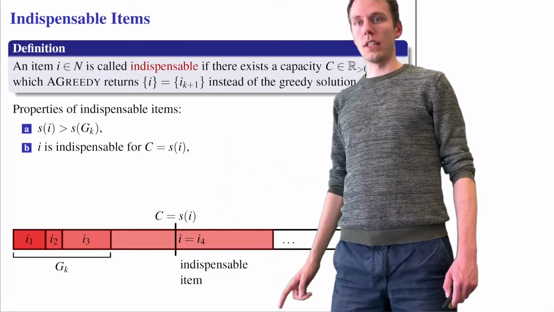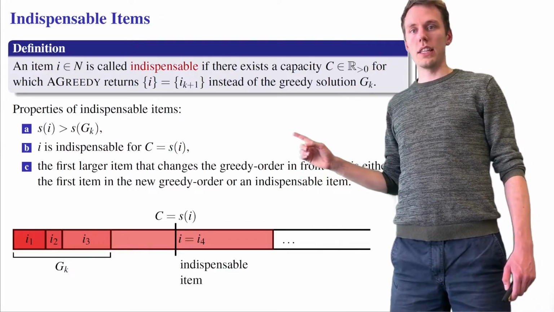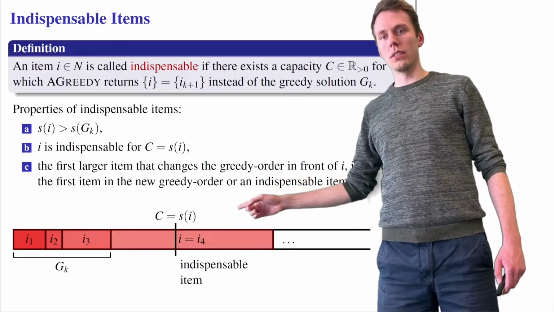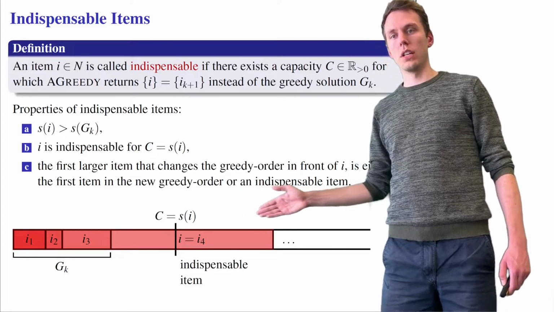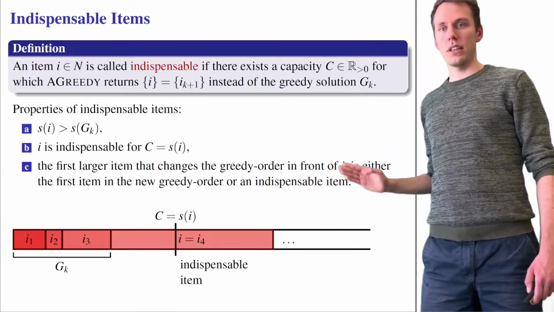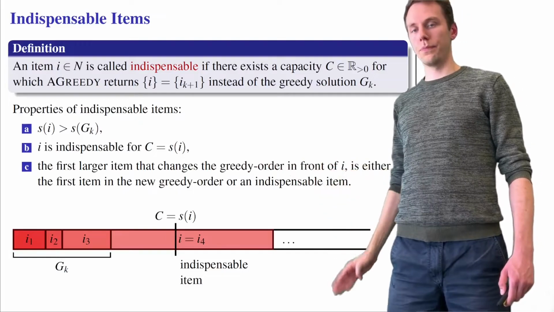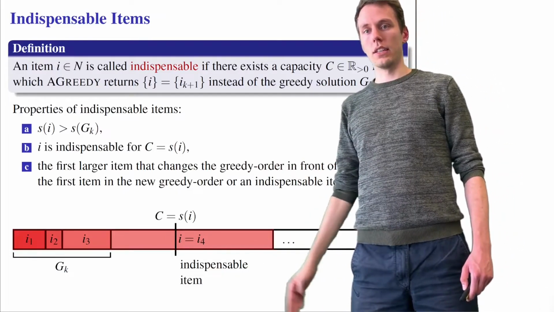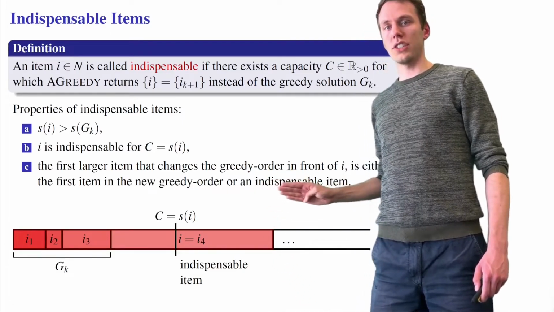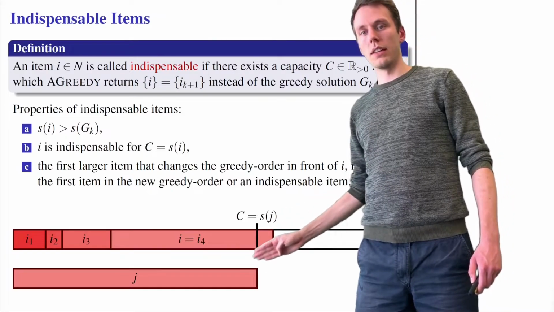And then we have the last property. This is a little bit longer. The first item that is larger than our indispensable item and that is changing the greedy order in front of the indispensable item, so it goes to either the first, second, third, or fourth position in this example, is either the first item in the new greedy order or it is an indispensable item. And why is this? Let's look at a higher capacity for which such an item appears. This will be the capacity of the size of item j.